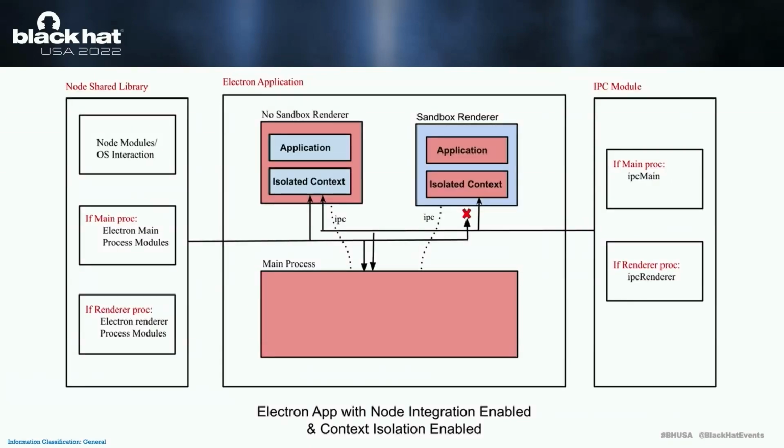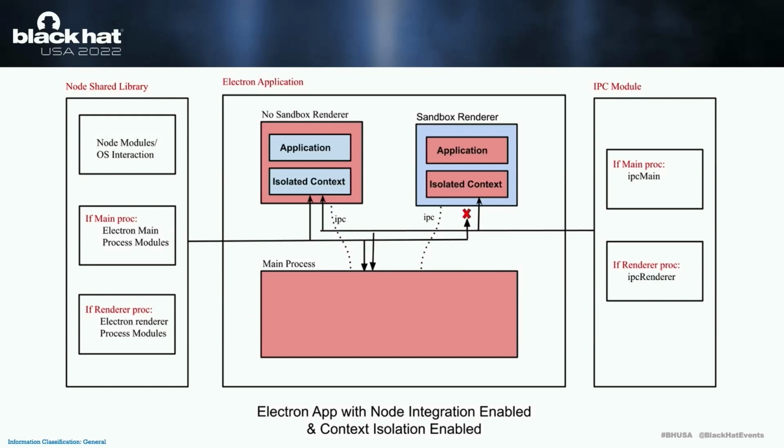Electron developers also thought about this, and they came up with something known as context isolation. As you can see in this slide, in the renderer process, now we have two separate contexts. The first one is the application context, where the application JavaScript runs. And the second one is an isolated context. Within this isolated context, the preload.js, which we saw earlier, and Electron's internal code would run. So it is completely isolated, and the web page now doesn't have direct access to node primitives.